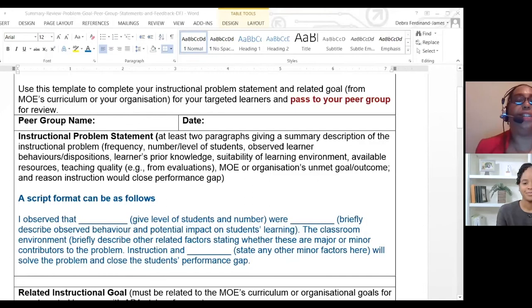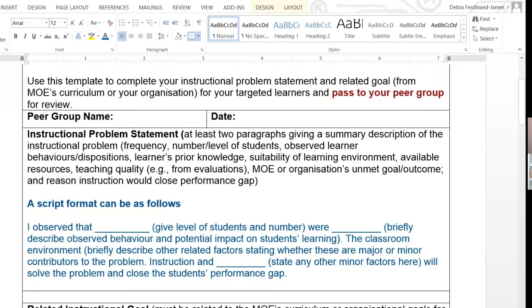Okay, so this is the template that I provided for the students for their instructional problem. And it's done in a peer review. So after they write the instructional problem, they would then pass it to a peer for the peer to review and give comments as to whether or not it meets all the requirements for a problem statement. So the upper part here is what I had initially. I just had this in the template.